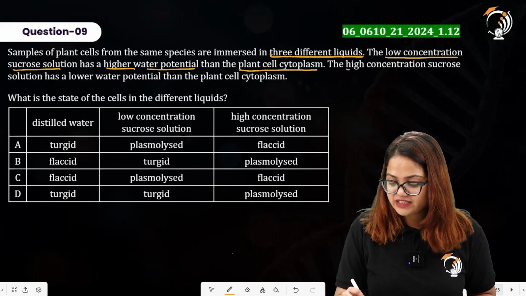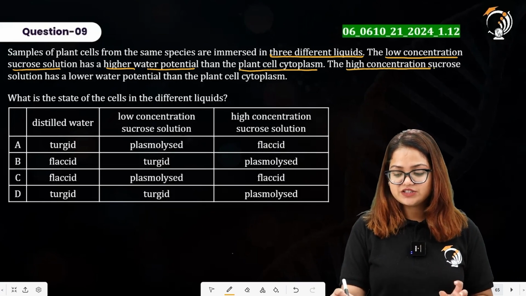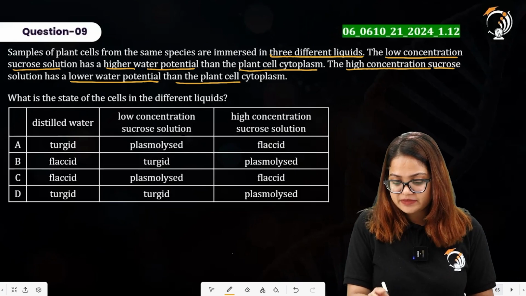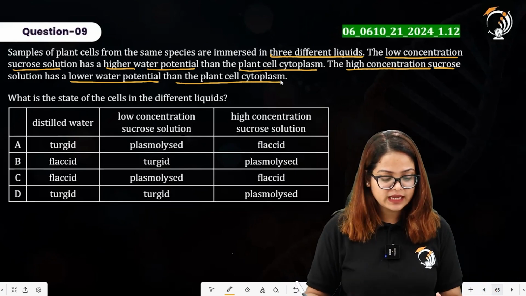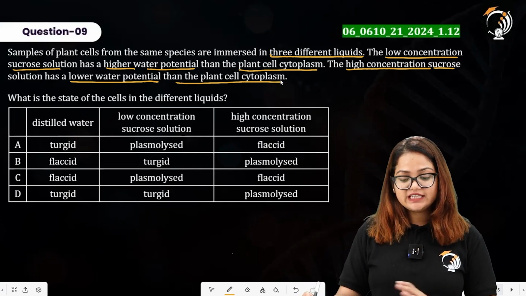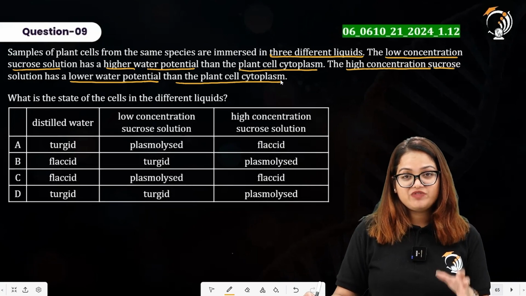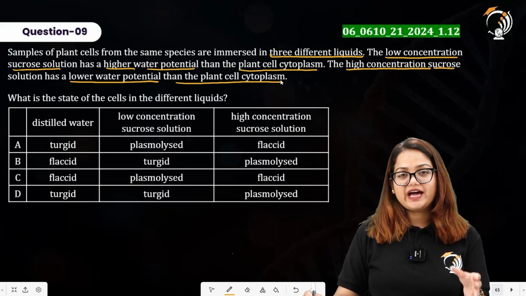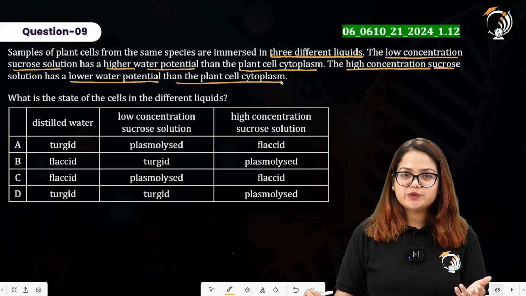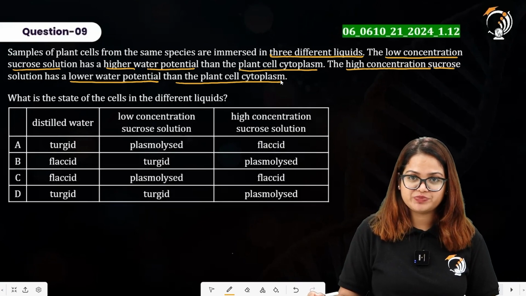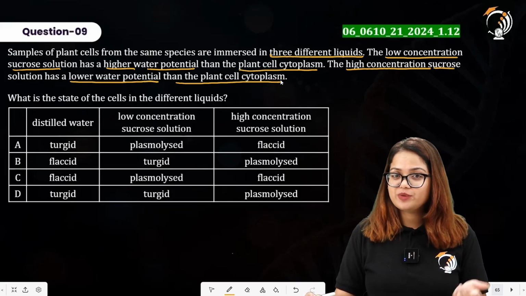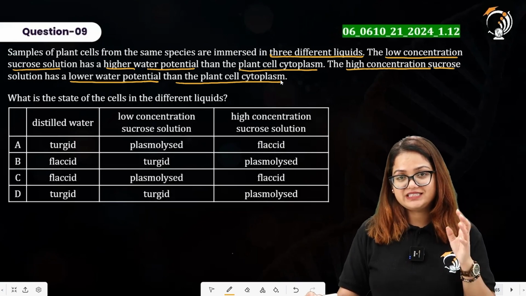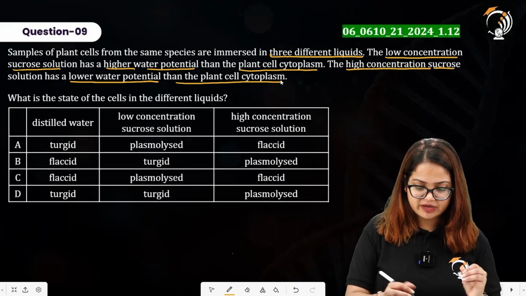And the high concentration sucrose solution has a lower water potential than the plant cell cytoplasm. What is the state of the cells in different liquids? When we place the plant cell in distilled water, distilled water has maximum water molecules, or you can say maximum water potential. The water molecules will move from distilled water into the plant cell. The plant cell will tend to gain water molecules, so it will become turgid.